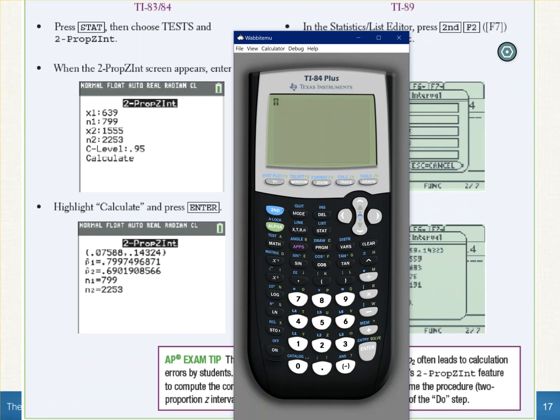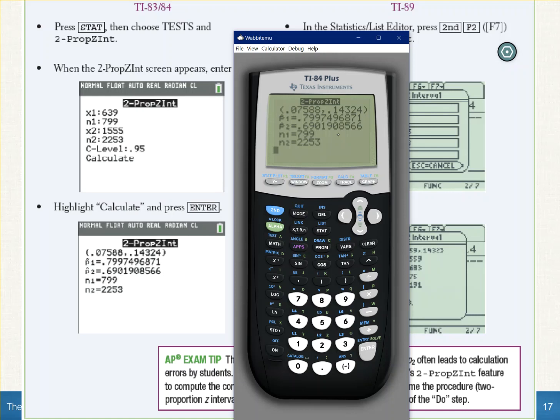All right, one thing: go to stat tests, and I'm going to go to 2-PropZInt. So Int is for confidence interval, right? And we're doing two proportions, so we have two populations that we're looking at. So plug in 639, 799, 1555, and 2253. Put in our confidence level, which is 95%. Go ahead and calculate. And notice there we go, we have our answer, our interval right there at the top. So it's kind of nice, quick, and easy.